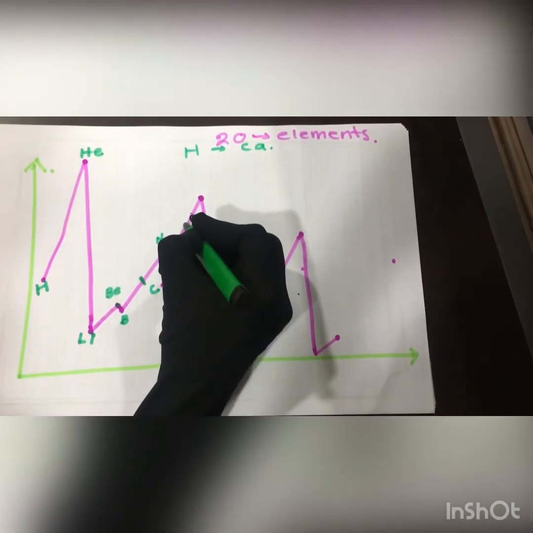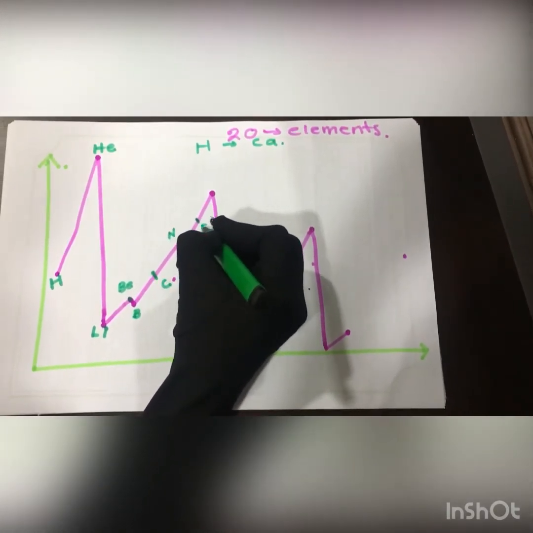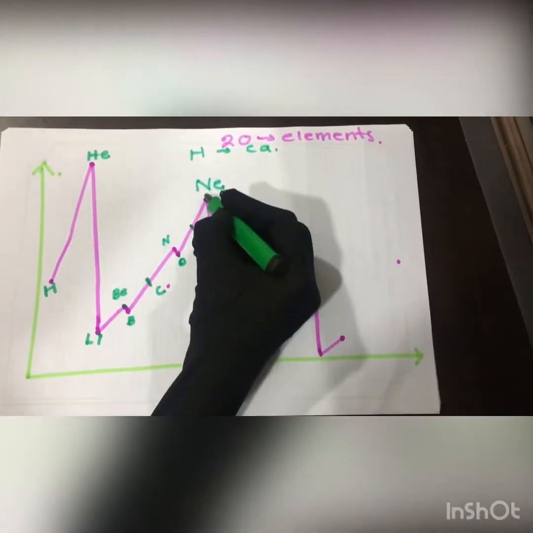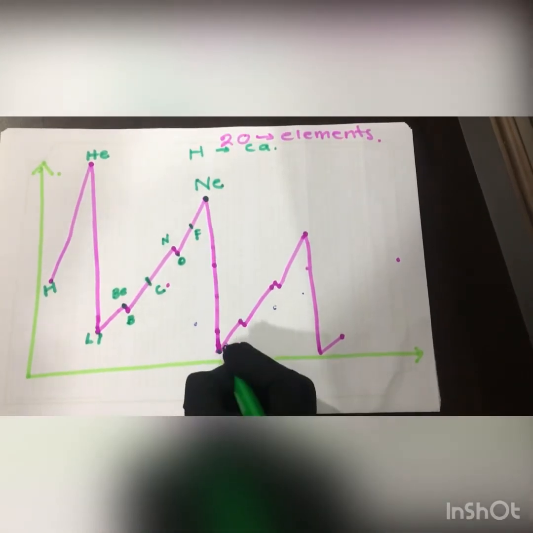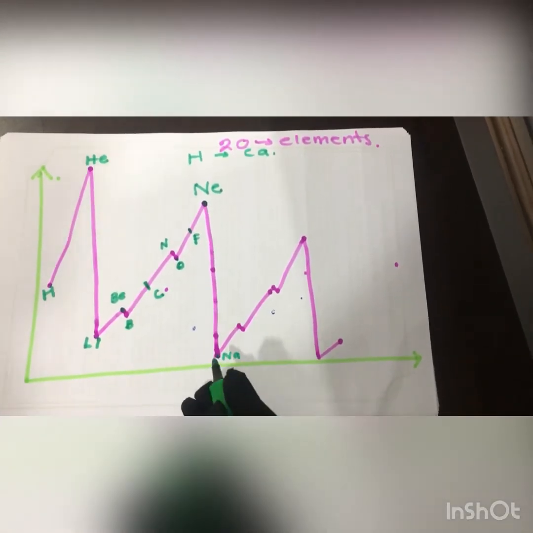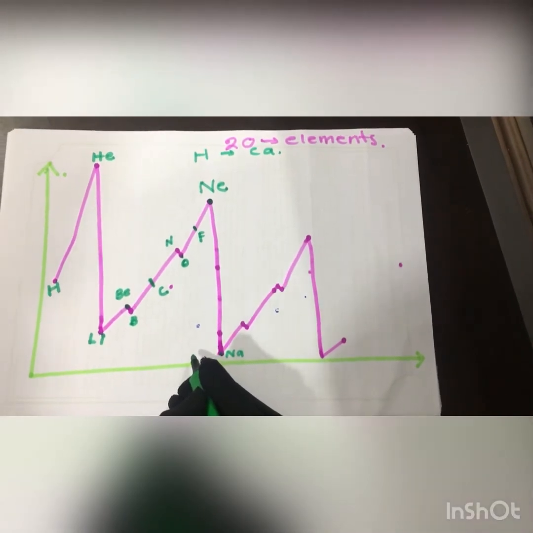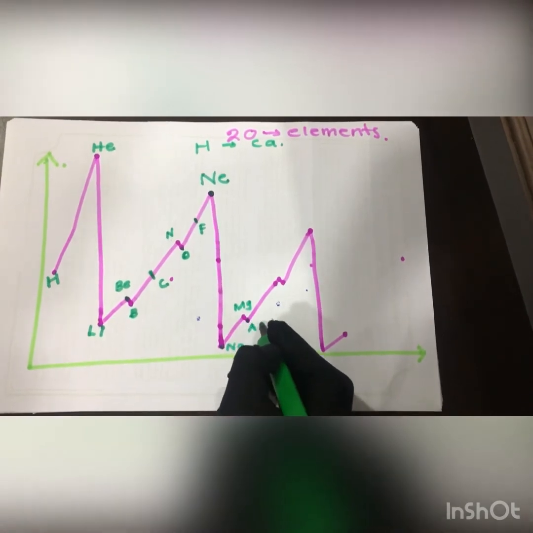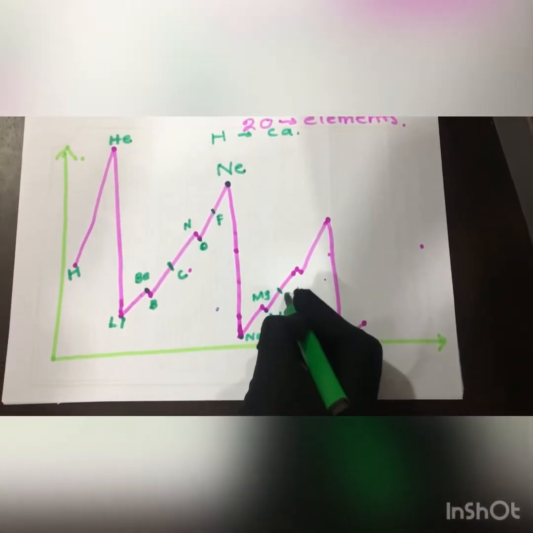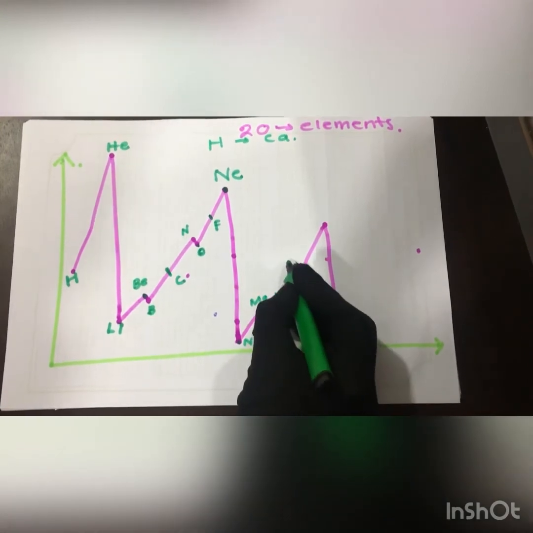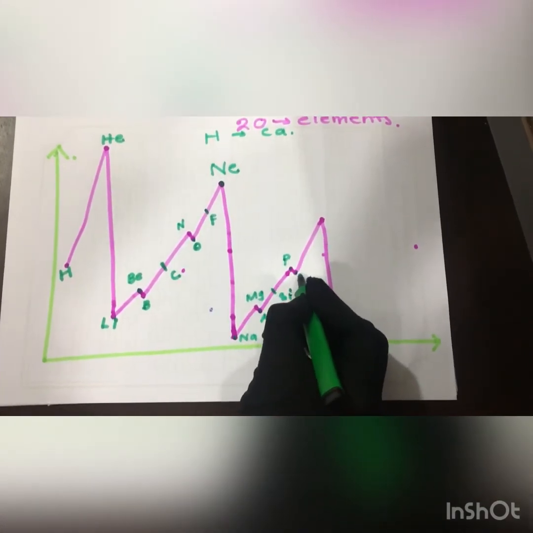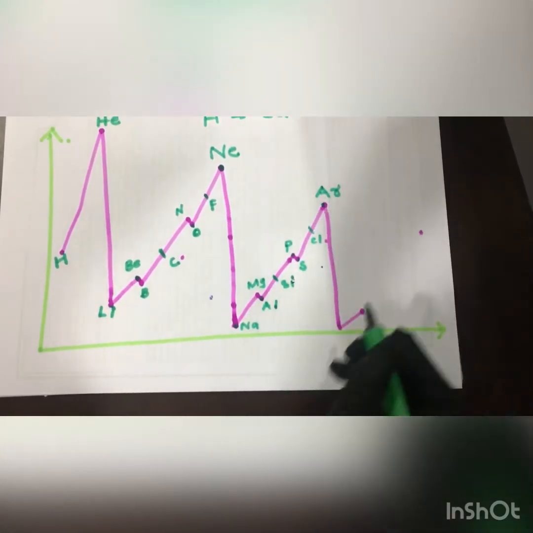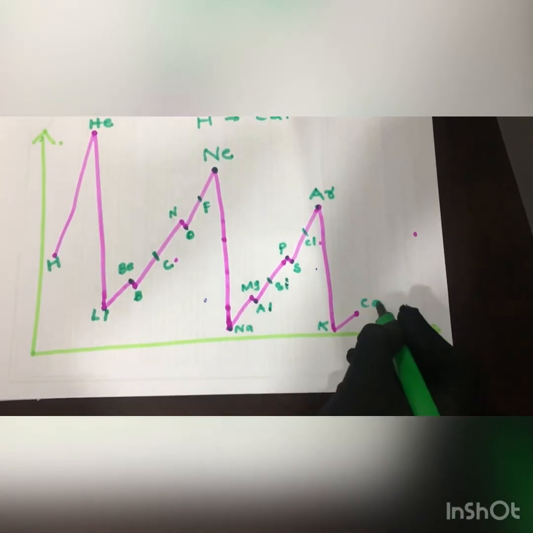Here you also mark one, that is the fluorine, and then here neon, and then again it falls down. Here it is the sodium, then here comes the magnesium, then aluminium, then silicon, phosphorus, sulfur, and then chlorine, argon, potassium, and here calcium.